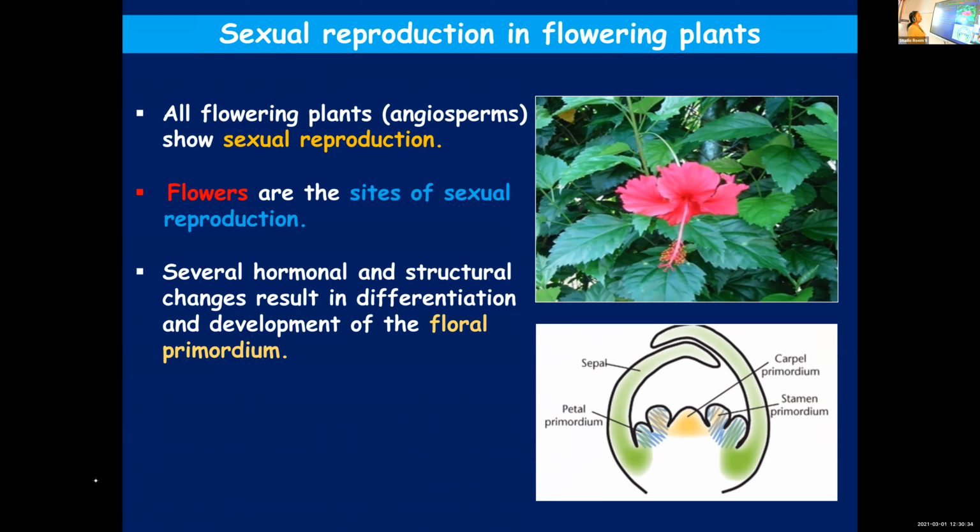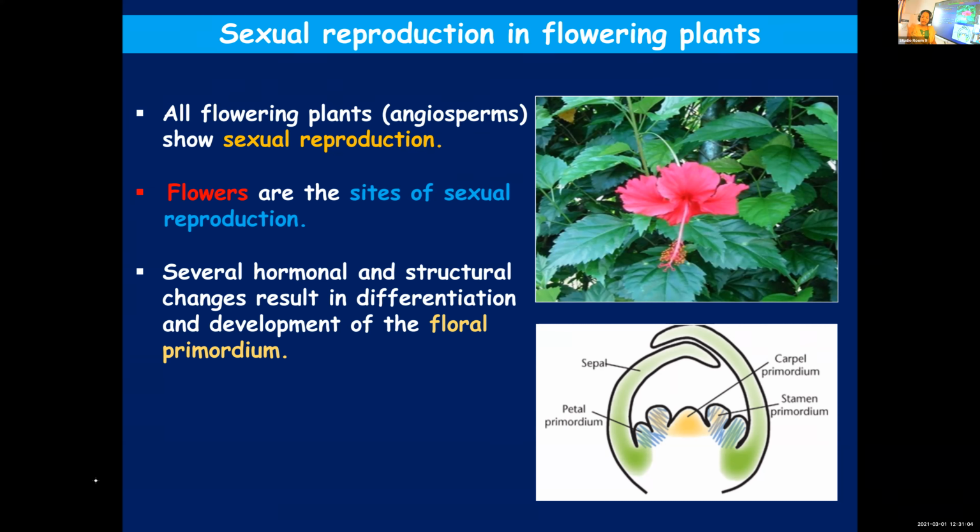All flowering plants show sexual reproduction, and flowers are the sites of sexual reproduction. The formation of flowers is under the control of different factors. Many hormonal and structural changes will lead to differentiation and development of a floral primordium. Floral primordium means a group of cells which will develop into a flower. That will gradually develop and form a flower.